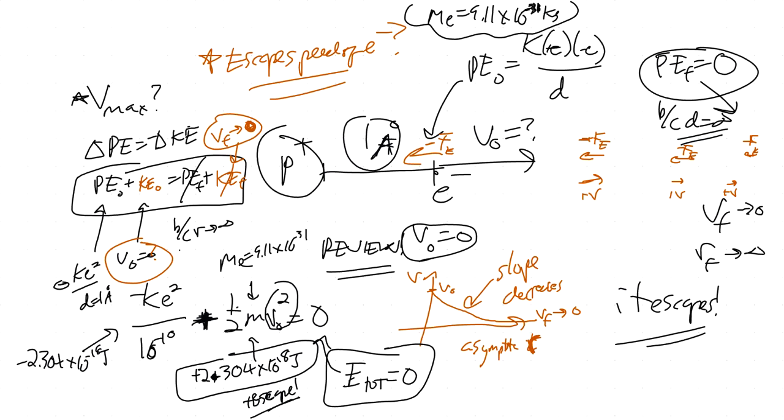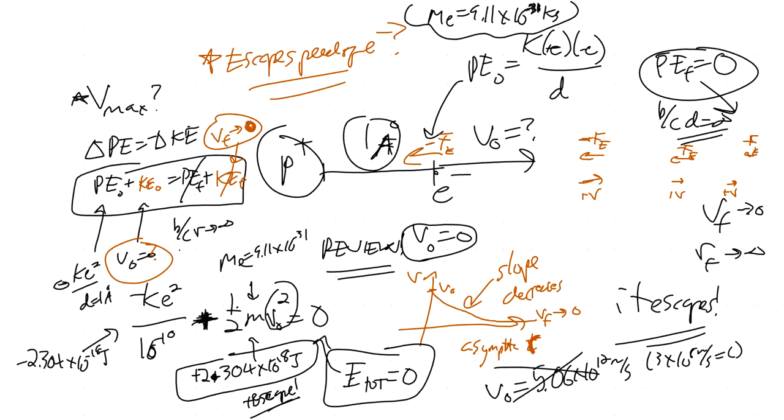So what we're going to get is some initial velocity, which I'll write over here. So initial velocity will equal the square root of 2 times this divided by 9.11 times 10 to the negative 31. I get a number that is impossible: 5.06 times 10 to the 12 meters per second. 3 times 10 to the 8 meters per second is the speed of light. So this is impossible.